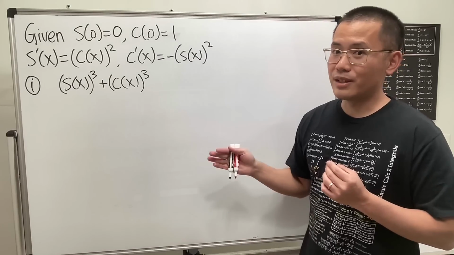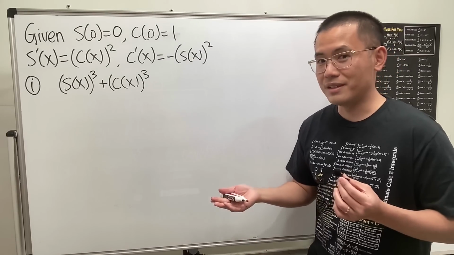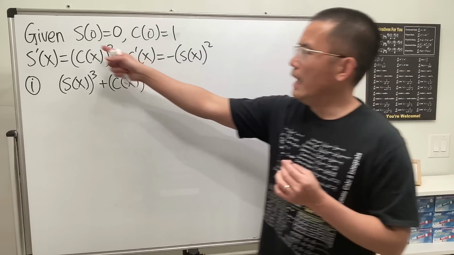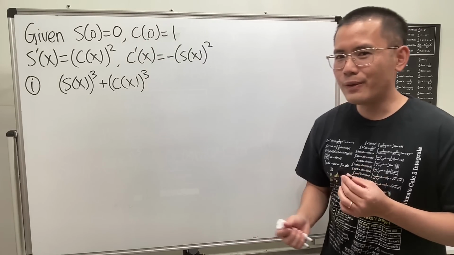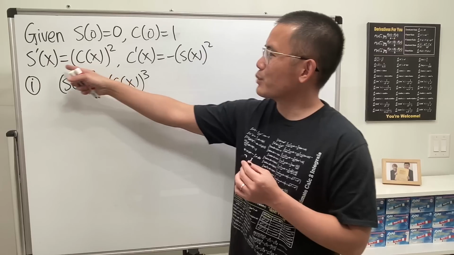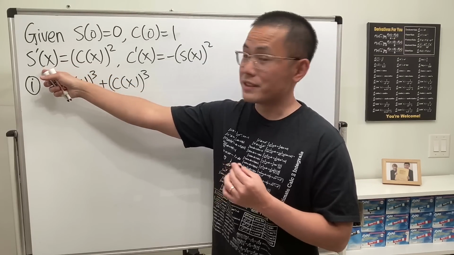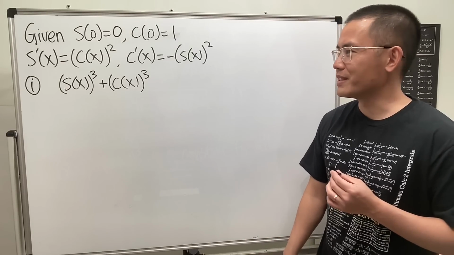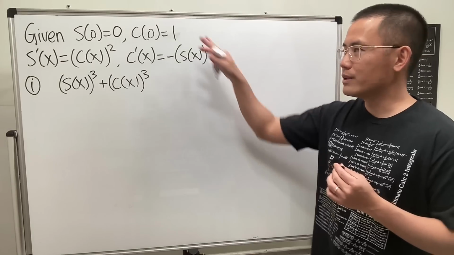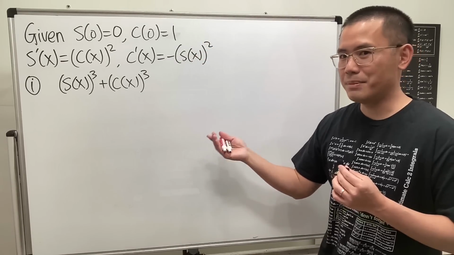So this really caught my attention because I think you will be thinking the same thing too. Is s kind of like the sine function and c like the cosine function? Well, not quite, right? Because the derivative of sine is not cosine squared. So, interesting. But anyways, we're just going to follow the definitions, do the questions, and see what happens.